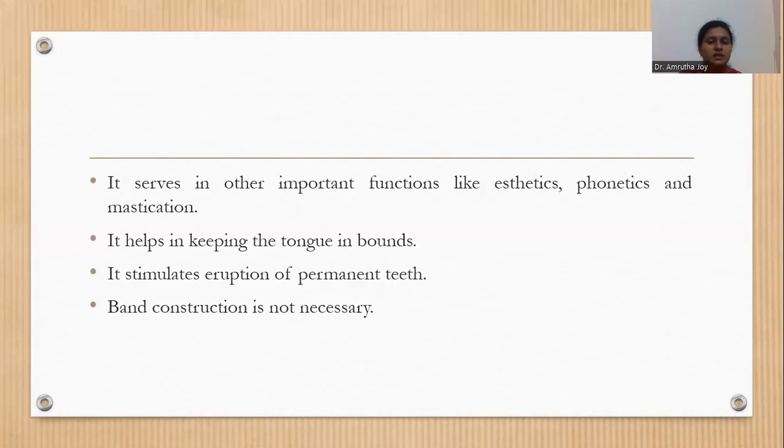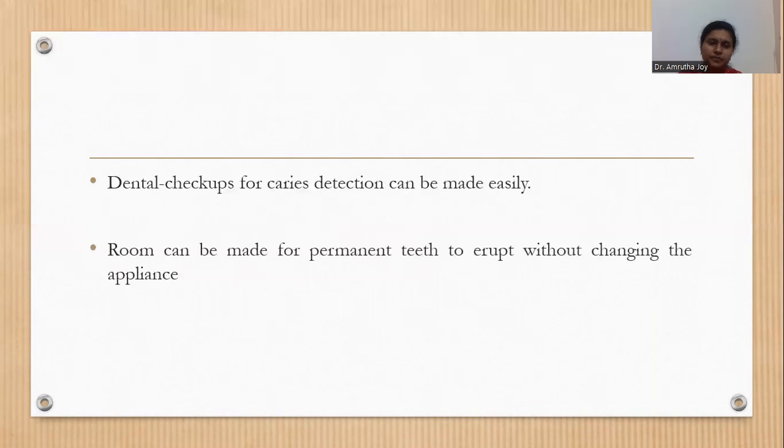Then it serves in other important functions like aesthetics, phonetics, and mastication. Helps in keeping the tongue in bounds, and it stimulates the eruption of permanent tooth, and it doesn't need any band construction. Then dental checkups for caries detection is very easy, and we can make room for erupting permanent teeth without changing the appliance.